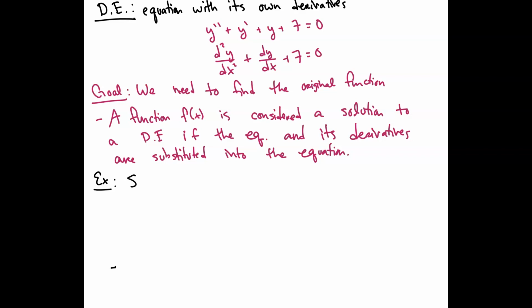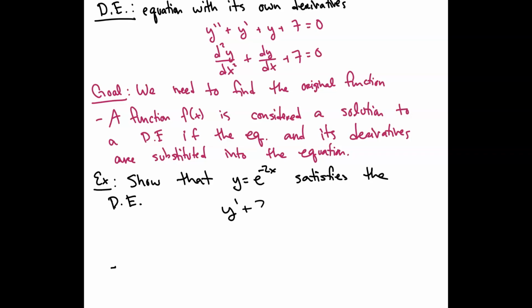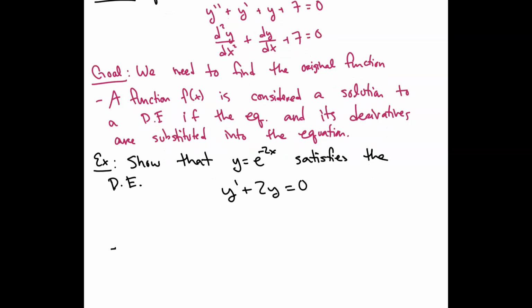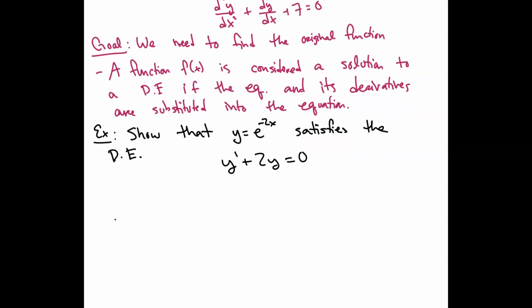So let's say we want to show that y equals e to the negative 2x satisfies the differential equation y prime plus 2y equals 0. Okay, so this is what we want to show. What you really want to do with this problem, the first thing is that you want to make sure that this is actually the answer. So they've actually figured out what the answer should be, y equals e to the negative 2x.